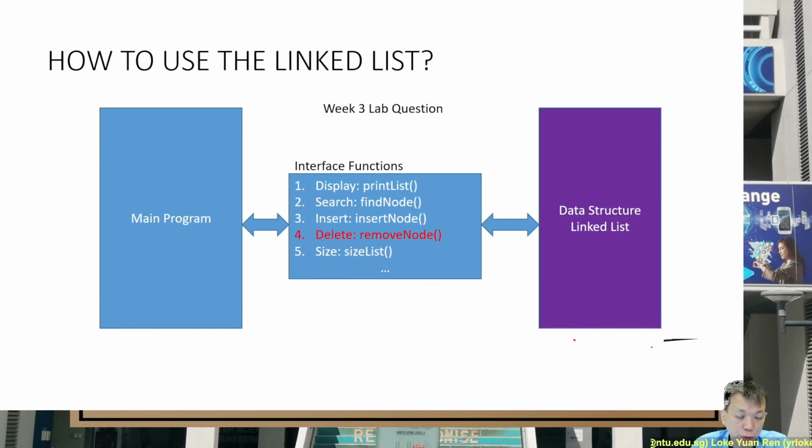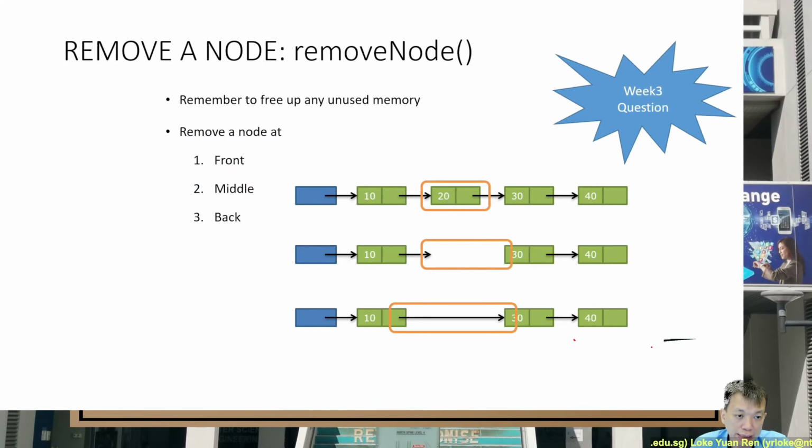Similar to remove node, I'm not going into too much detail because that is your lab next week. I would like you to try to implement remove node in the lab section. But the idea is very similar to insert node. Basically, you just need to consider 3 scenarios: removing a node at the front, in the middle, and at the back. Very soon you will find that the middle and the back are the same scenario. Only at the front you need to note that the head pointer needs to be updated.